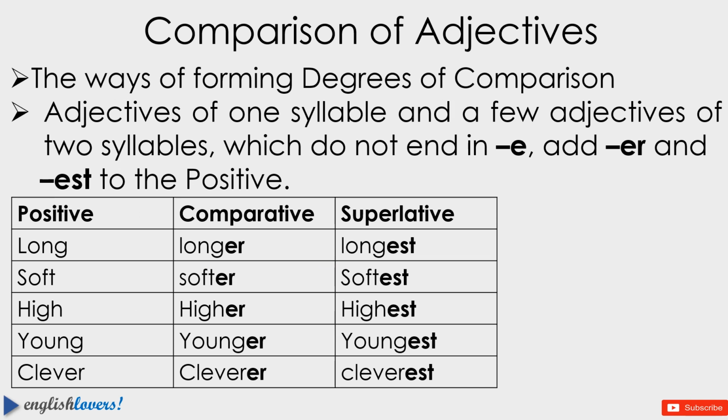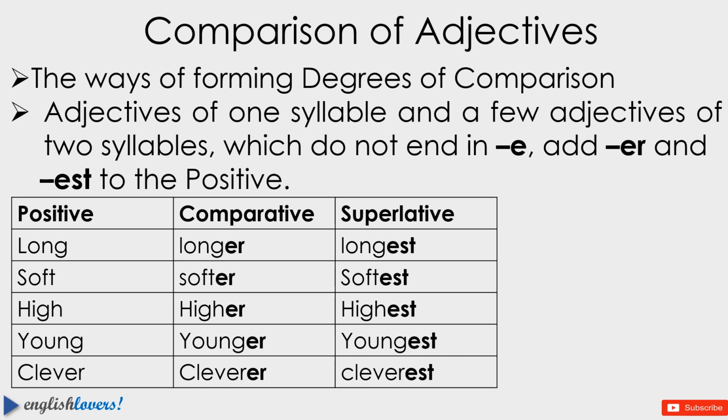Friends, we are going to study the different ways of forming these degrees of comparison. There are some rules that we need to remember in order to learn them, because if we know these rules, then we can change the adjective from positive degree to comparative and to superlative. So let us see these ways of forming degrees of comparison.